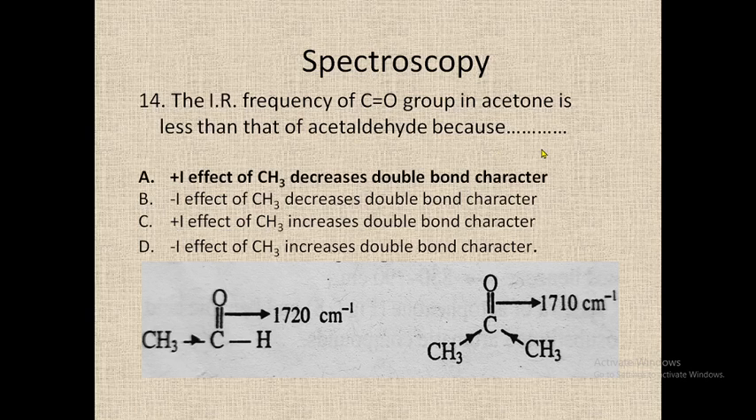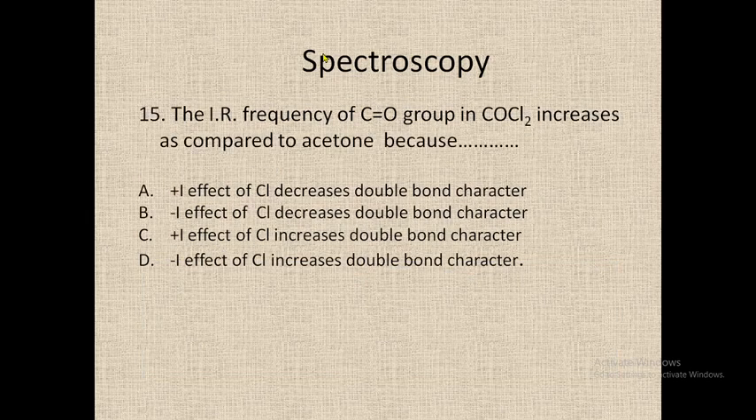So option A is the correct answer, that the plus I effect of CH3 decreases double bond character and increases single bond character. Okay. The next question: the IR frequency of the carbonyl group in COCl2 increases as compared to acetone because option A, plus I effect of Cl decreases double bond character; minus I effect of Cl decreases double bond character; plus I effect of Cl increases double bond character; or minus I effect of Cl increases double bond character.